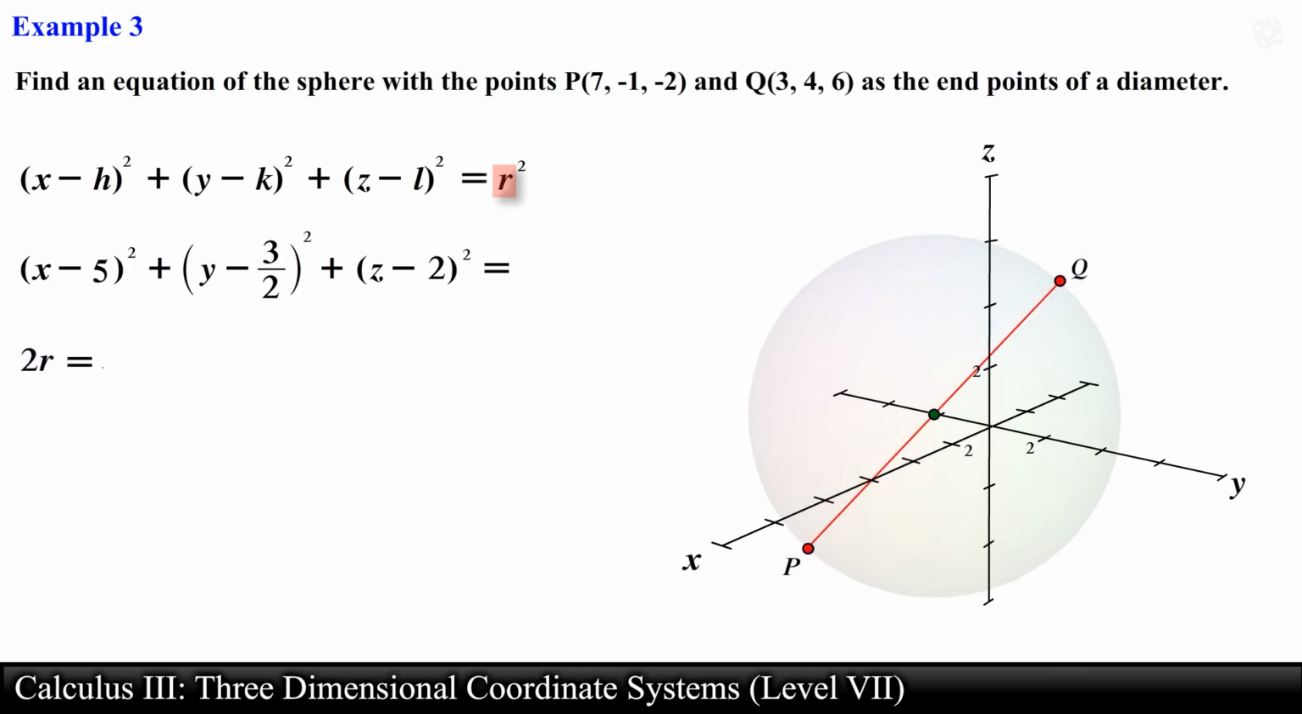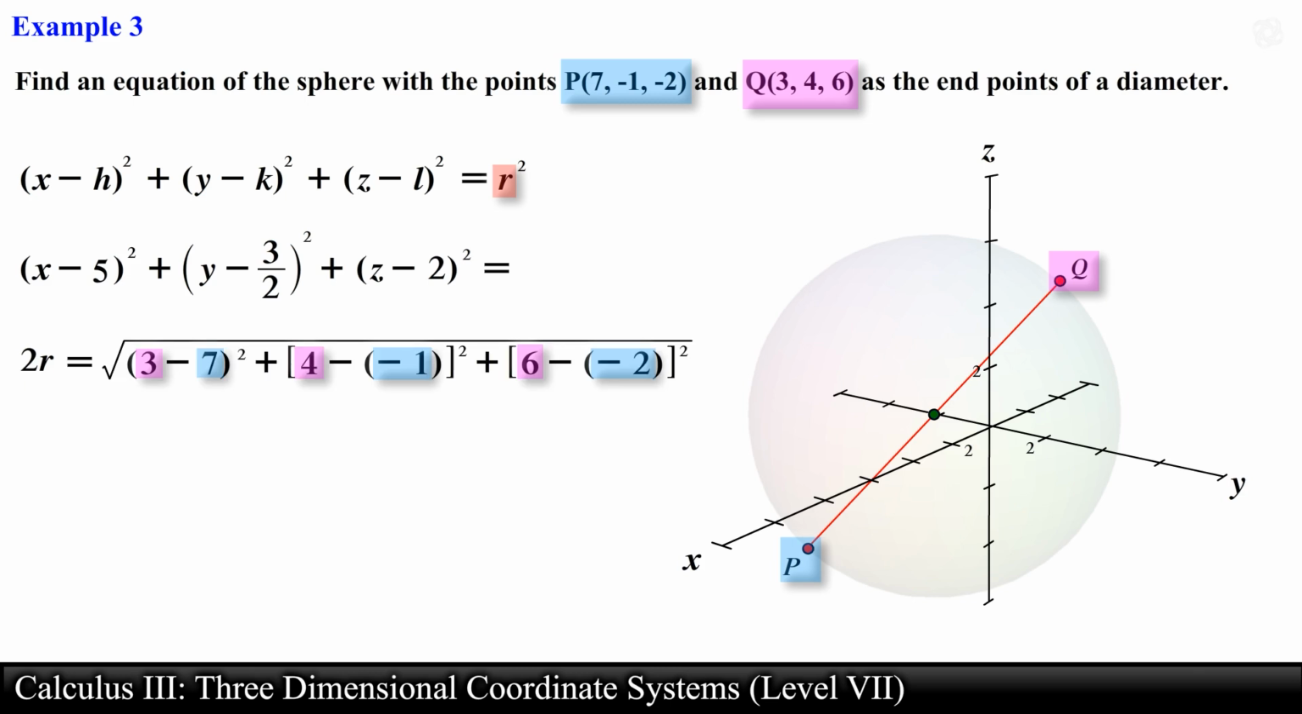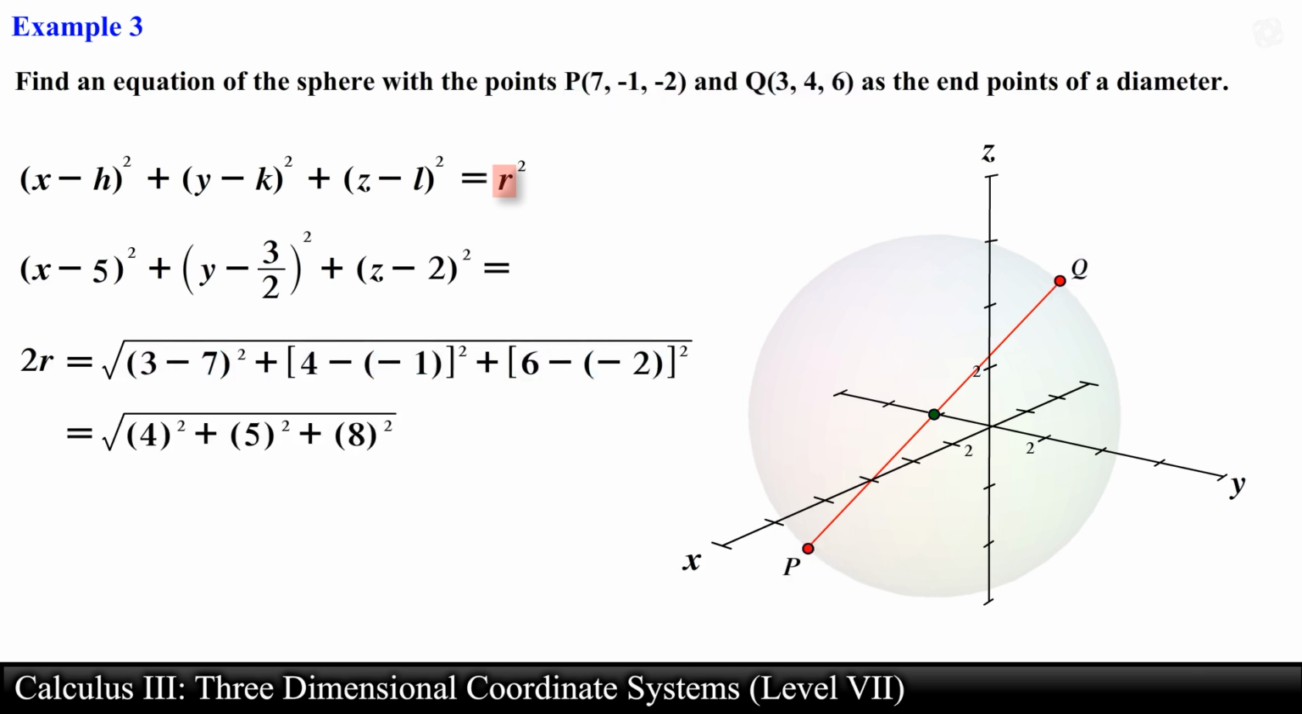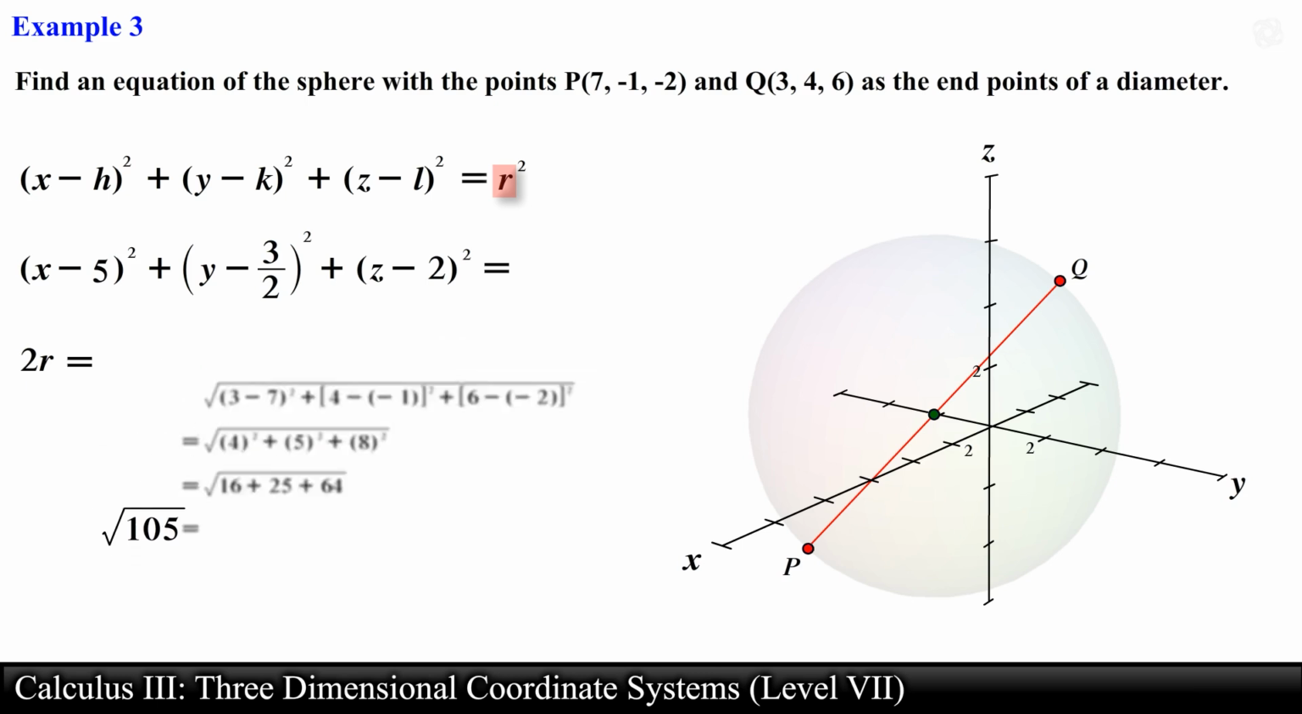Let's go ahead and find this measurement by using the distance formula in 3 dimensions, using point P as point 1 and point Q as point 2. We go ahead and find the difference of each of the points' x, y, and z coordinates, and square them. Doing that, we obtain the following. Next, we go ahead and simplify the expression, obtaining the square root of 105.